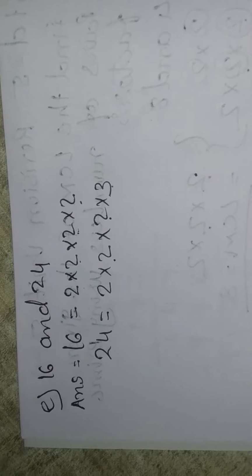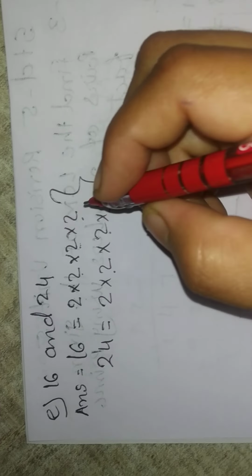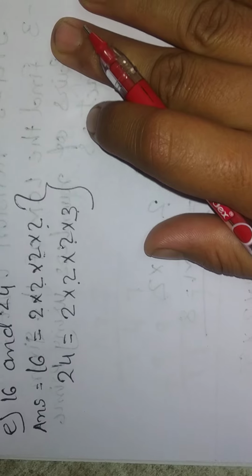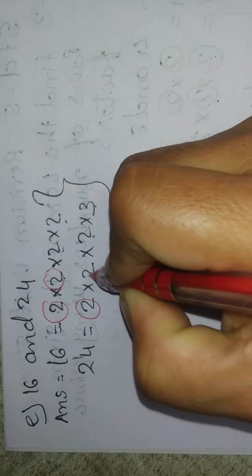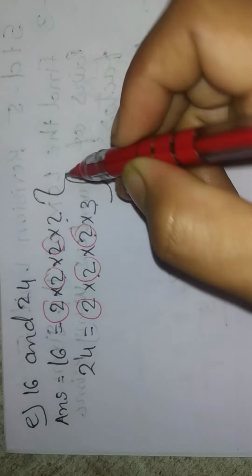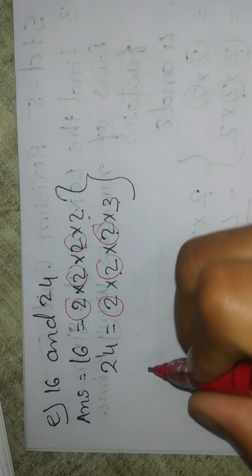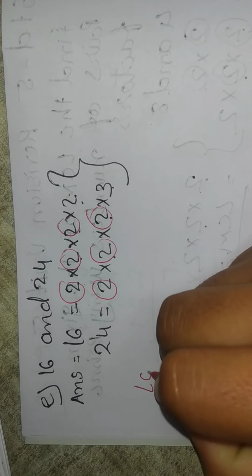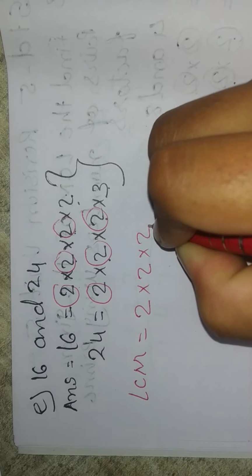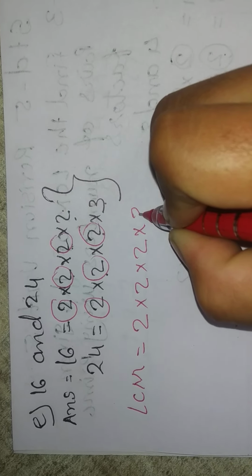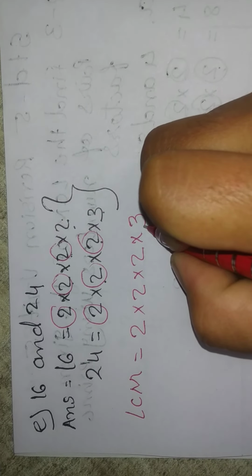In this, we have to find the common factors. So in that, 2, 2 and 2 are common. The non-common factors are 2 and 3. So here we have to write LCM is equal to 2 into 2 into 2 into 2 into 3.